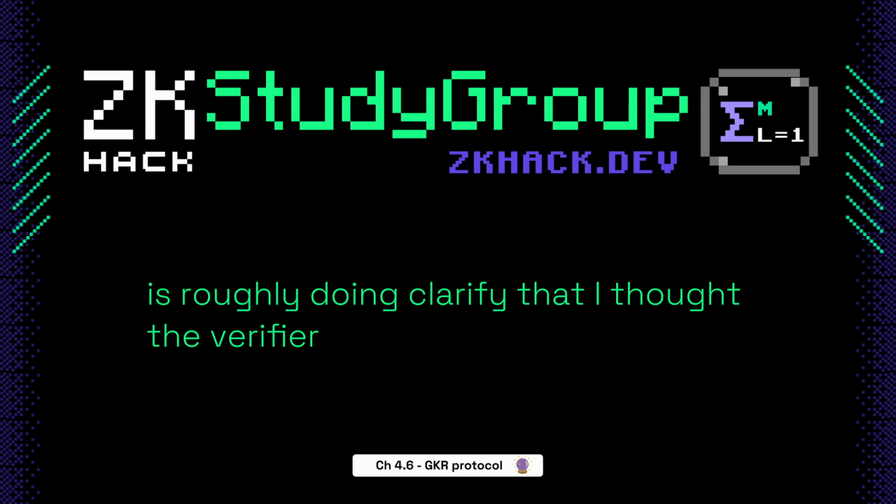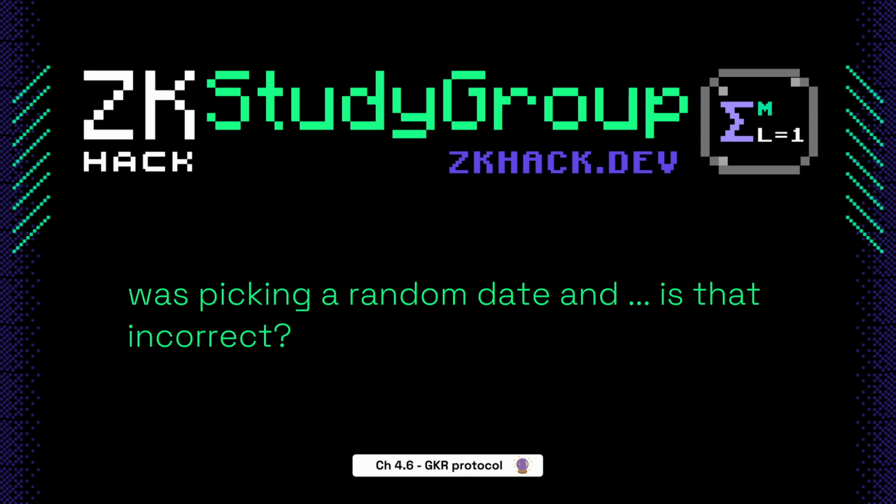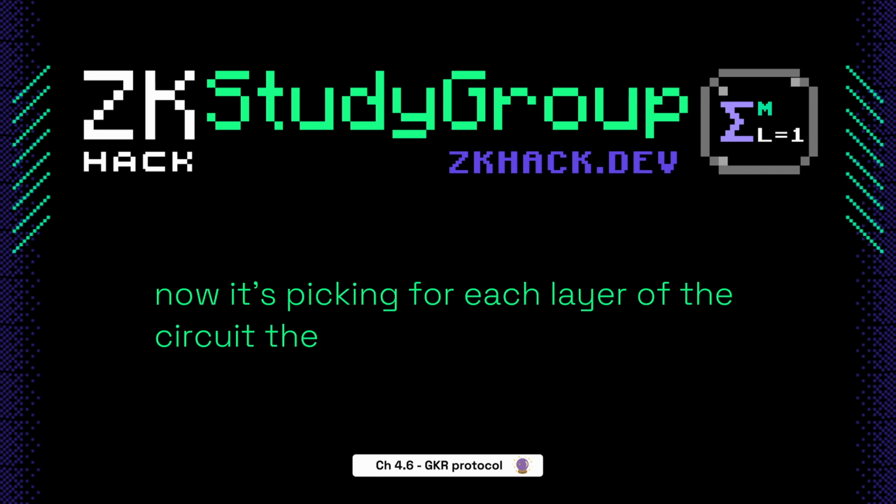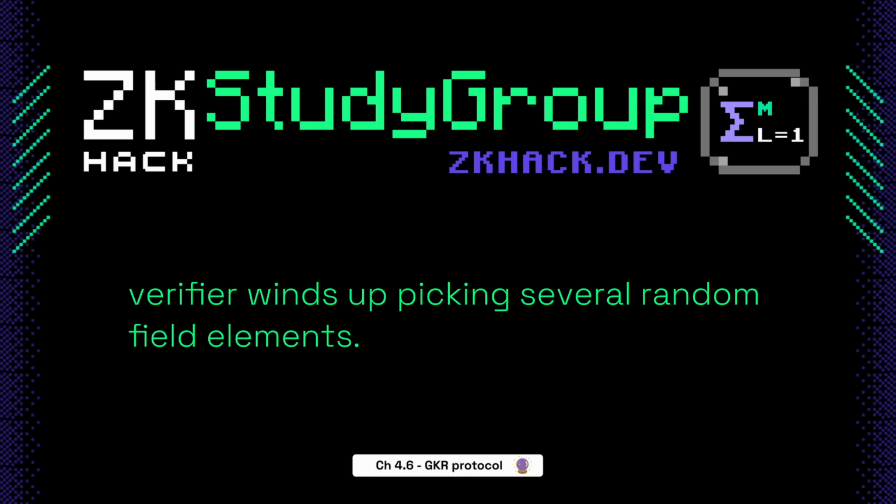Clarify that. I thought the verifier was picking a random gate at each layer. Is that incorrect? That is incorrect, and that's what I was trying to clarify before. No, for each layer of the circuit, the verifier winds up picking several random field elements. I'm sorry.